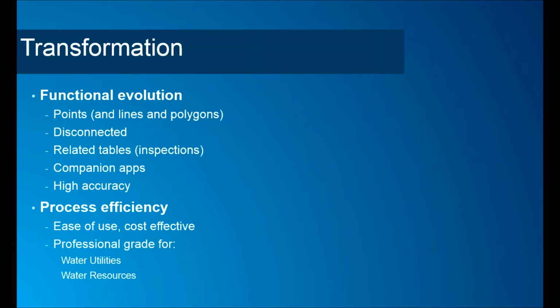People could finally see how easy it was to go disconnected, to download your data to the phone or whatever, go disconnected, collect your data, and then synchronize. But then people weren't satisfied, and what launched a second wave was related tables, which launched the inspections. That opened up the door and allowed people to do exactly what they wanted, like hydrant inspections and things of that nature.